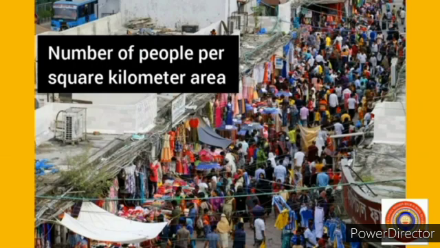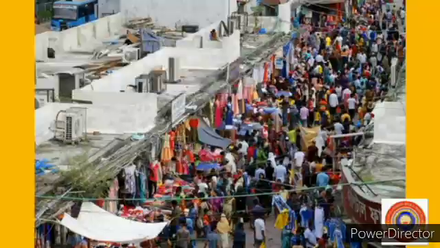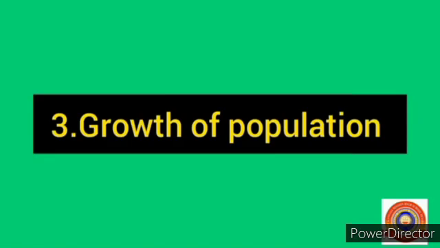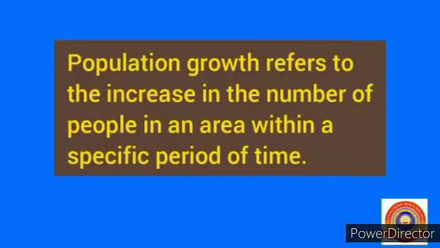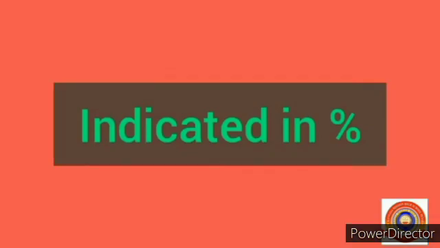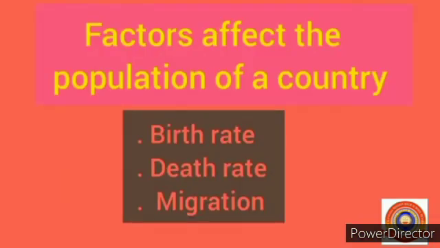Next quantitative aspect is density of population. Density of population refers to the number of people per square kilometer area. This differs in various states in India. Next one is growth of population. Population growth refers to the increase in the number of people in an area within a specific period of time. It is indicated in terms of percentage. The birth rate, death rate, and migration are the factors that affect the population of a country.